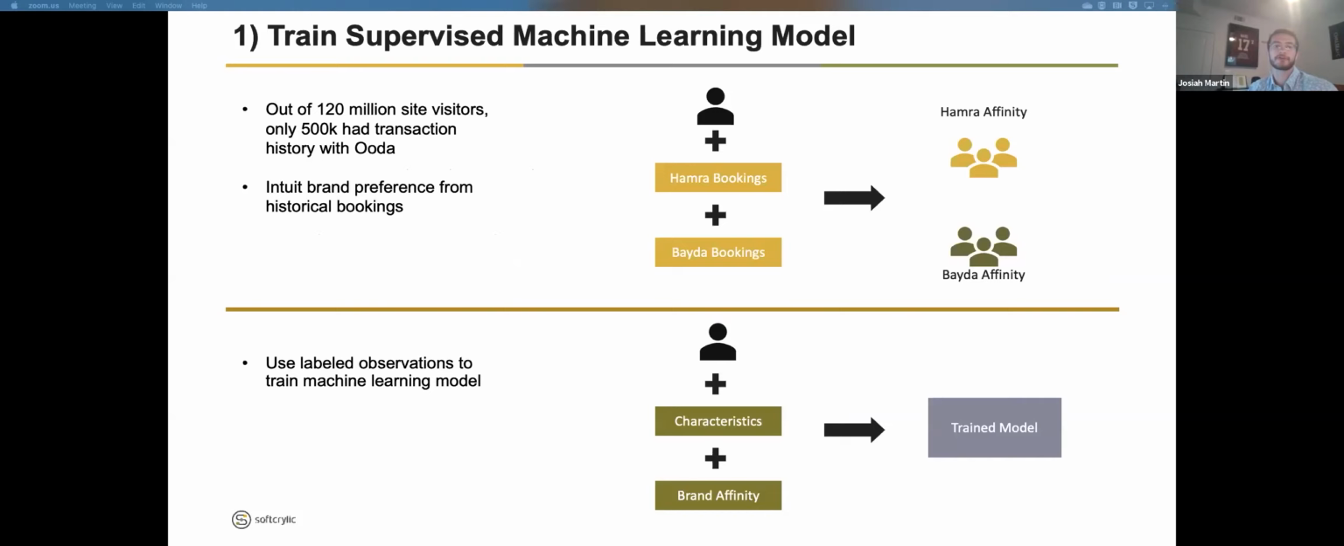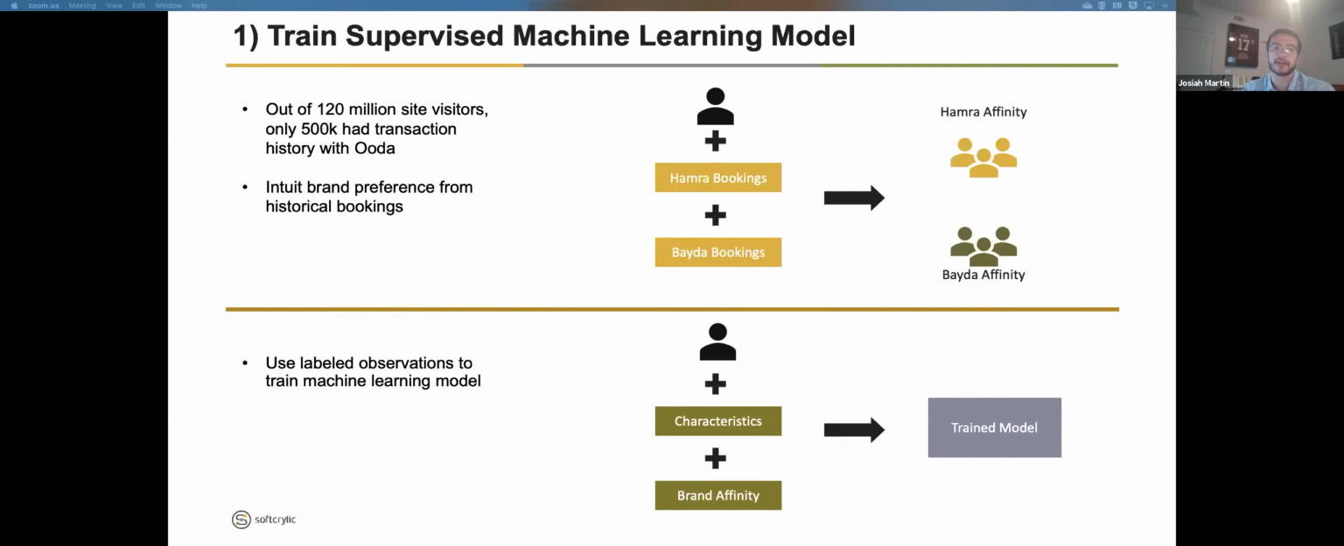So the first part of the process is really twofold. The first part goes back a little bit to what Vignesh was discussing earlier. We need labeled data in this case, right? We had 120 million site visitors, so we had a lot of data in terms of people actually coming to the site. What we didn't have was a lot of conversion data, right? As you see here, we only had about 500,000 of those 120 million site visitors who actually had transaction history with us. That's the first piece.